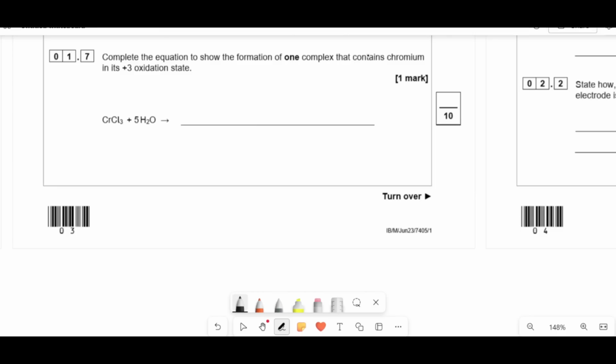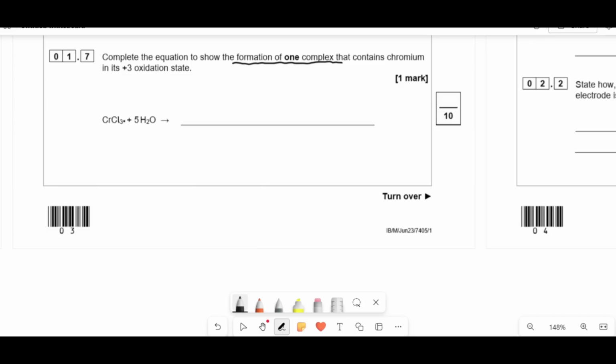It says complete the equation to show the formation of one complex that contains chromium in its +3 oxidation state. A lot of the time people struggle with this because they think, I don't know this equation, I've not memorized it. Don't do that. Use what the question's telling you. They've told you that you're going to react this and this. You have no other choice. You can't mess around with it. And they've told you that you're forming one complex that has chromium in the +3 oxidation state. So whatever you're making, chromium has to be in its +3 state.